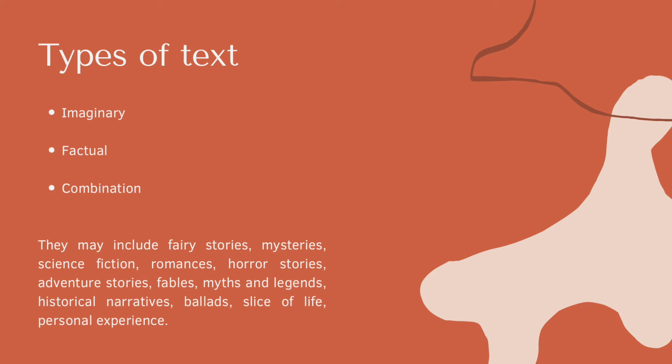There are three types of text: imaginary, factual, and combination. They may include fairy stories, mysteries, science fiction, romances, horror stories, adventure stories, fables, myths and legends, historical narratives, ballads, slice of life, and personal experience.